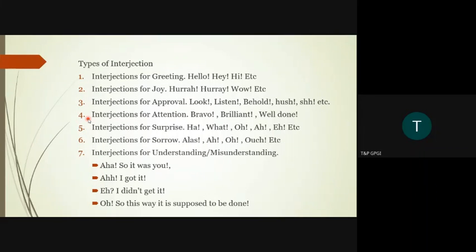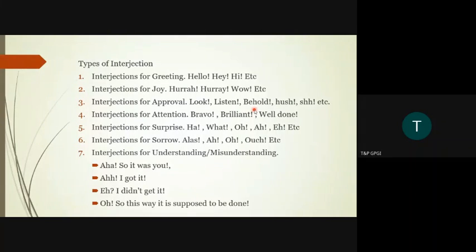There are so many, so I'll just summarize it for you. There are different interjections for different emotions, like interjection for greeting, joy, approval, attention, surprise, sorrow, or understanding or misunderstanding. So greeting interjection goes with, I'll give some examples: hello, hey, hi. Joy: hooray, hurrah, or wow. Then approval means look, listen, behold, hush, or shh. It goes like that.